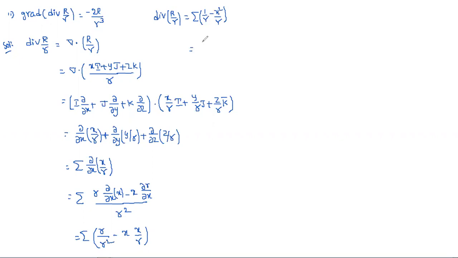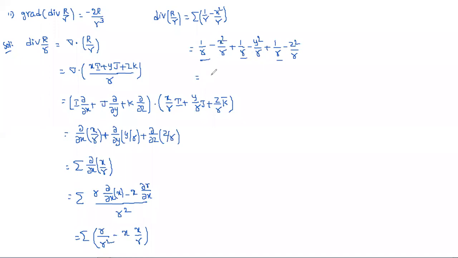You can expand this summation. If you expand it, what will we get? 1 by r minus x square by r. And next with respect to y, we'll get the same: 1 by r minus y square by r. And with respect to z, 1 by r minus z square by r. So this is equal to 1 by r plus 1 by r plus 1 by r.